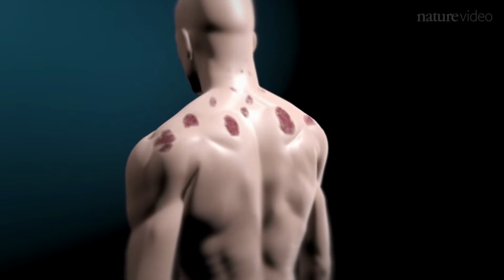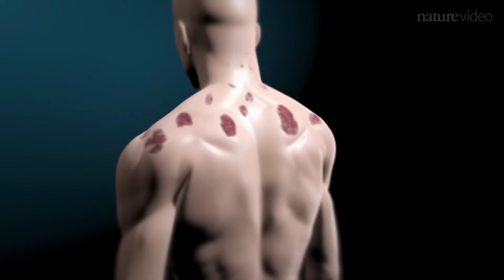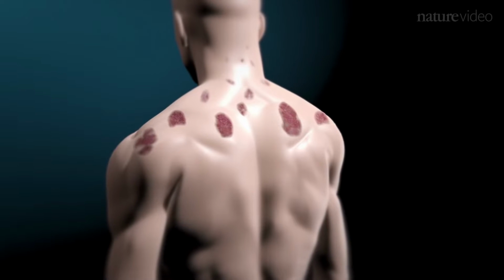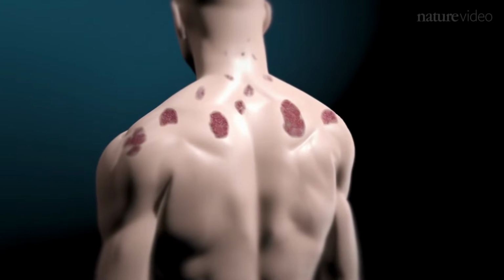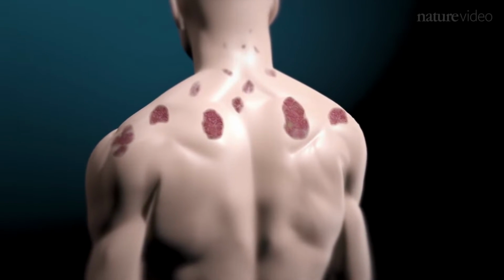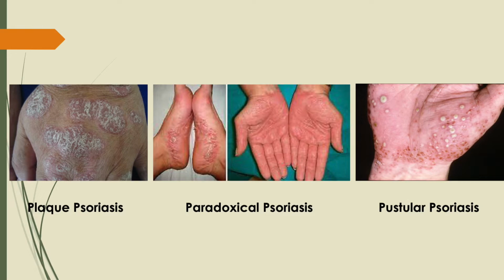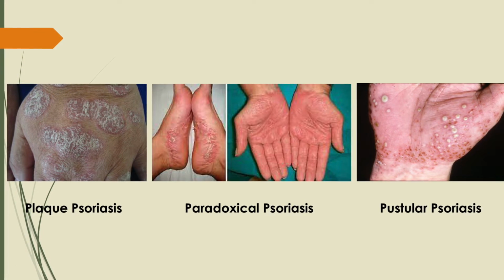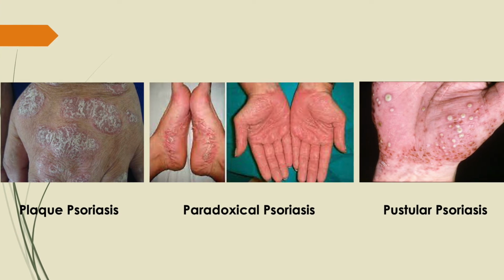Psoriasis is an immune-mediated disease which increases inflammatory molecules in the layers of the skin. The consequence of this could be a scaly plaque forming on the top layer of skin. Psoriasis can appear as three main types: plaque psoriasis, paradoxical psoriasis, and pustular psoriasis.